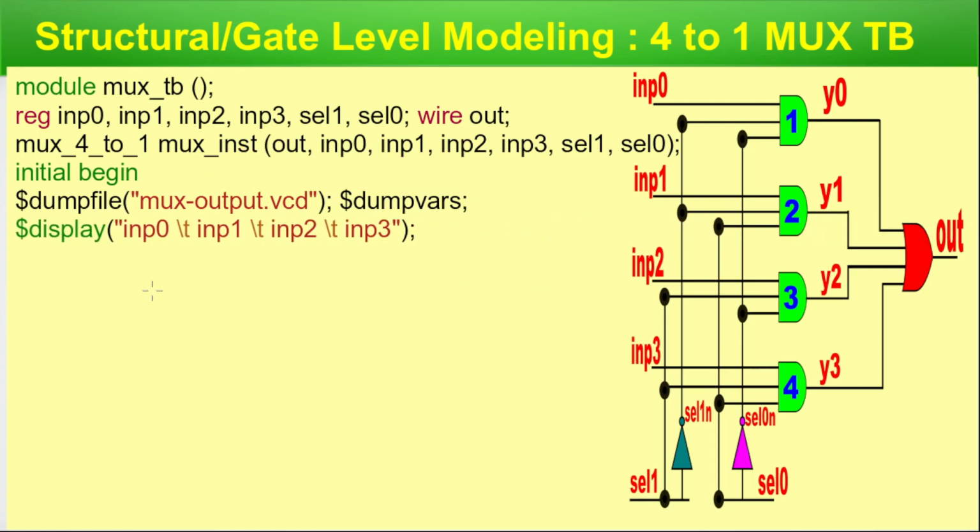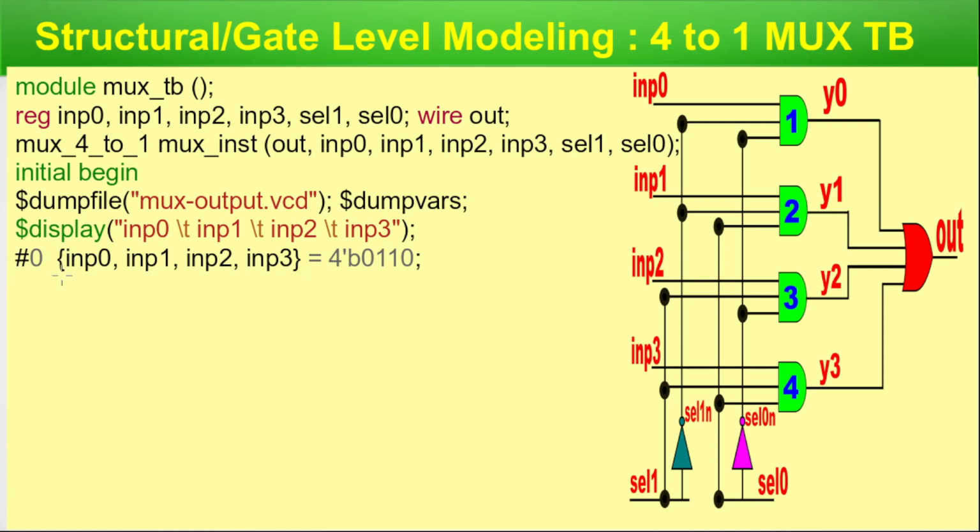Next, we have the $display, which is similar to the printf command. Here I have made four tab separated column names for input 0, input 1, input 2 and input 3. These will come as a text output. Then at time 0, this is the delay symbol, which I will discuss later in some other episode. This delay symbol means at time 0 we have the inputs defined.